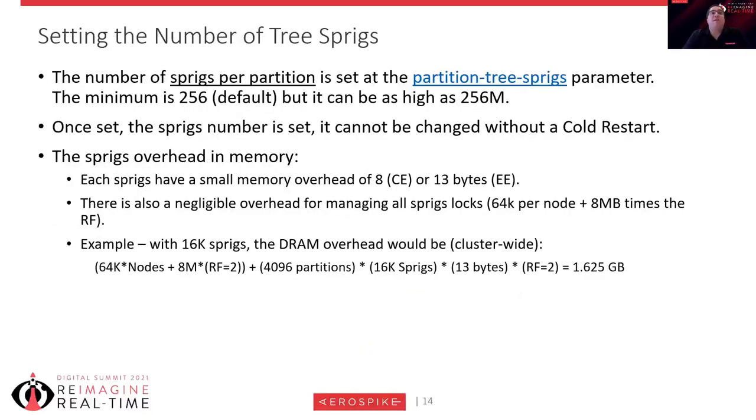The one thing to understand here is that the number of sprigs per partition that we actually need is very important when talking about all flash and the way that we scale it and work with it. Once it's set, this number is very hard to change. That would require a cold restart, and in terms of all flash, that would need to rewrite the entire index that is stored on a device. The memory overhead of the sprigs is pretty low and insignificant. This can be calculated with the formula that is presented right now.